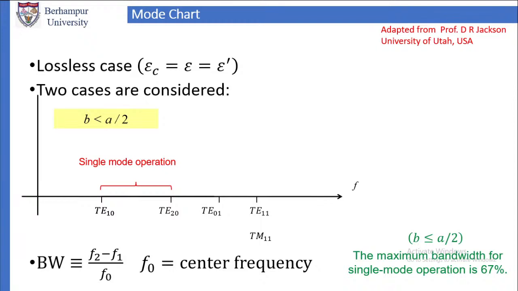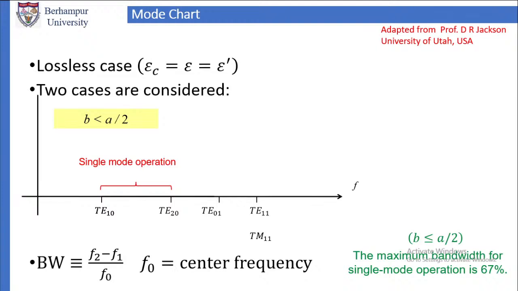Then we'll see the mode chart. Mode chart means how the modes are distributed in the waveguide. If you have a waveguide, and take the frequency line along the x direction, how are the modes distributed? Which mode will come first, then which mode, then which mode.